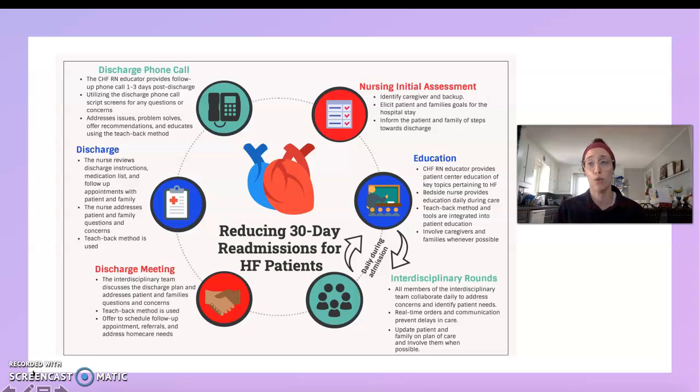And this discharge phone call has been proven to help patients succeed and transition home more smoothly by addressing any issues that might come up those 1 to 2 days after discharge that can really set patients back. So all of these 6 interventions together are what my evidence-based program is composed of, to help reduce 30-day readmissions for patients with congestive heart failure.